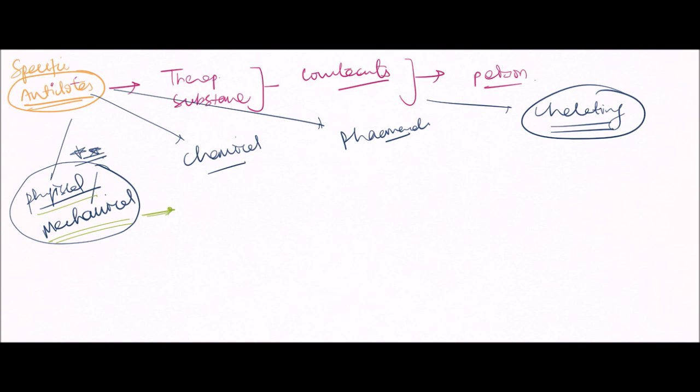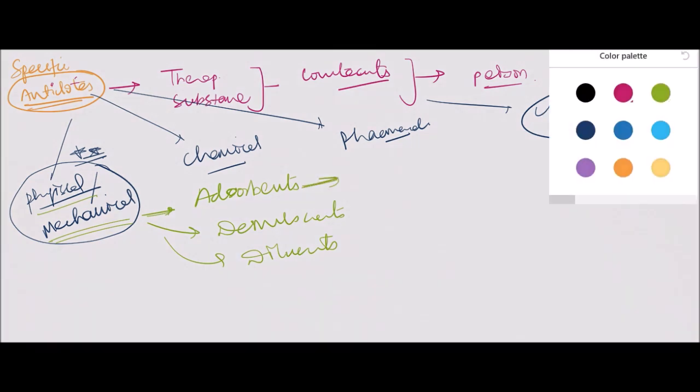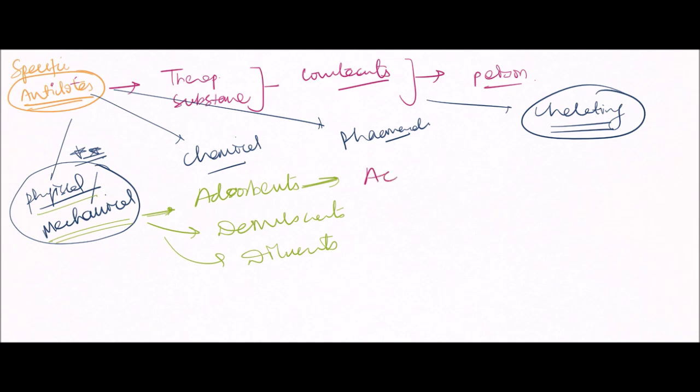They can be divided into adsorbents, demulcents, and diluents. Adsorbents are mechanical antidotes. The example is activated charcoal. They adsorb the poisonous substance on their surface, thus causing excretion of that poisonous substance by decreasing its absorption.